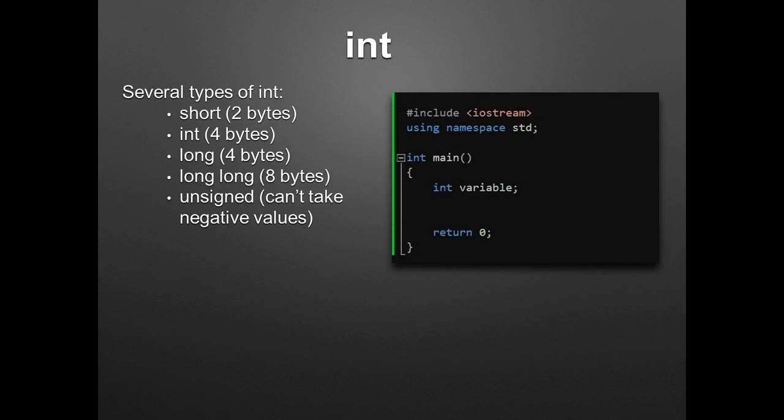This is great for things that do not require negative values. For instance, if you're trying to represent something like time, time will not be negative unless we have a DeLorean.